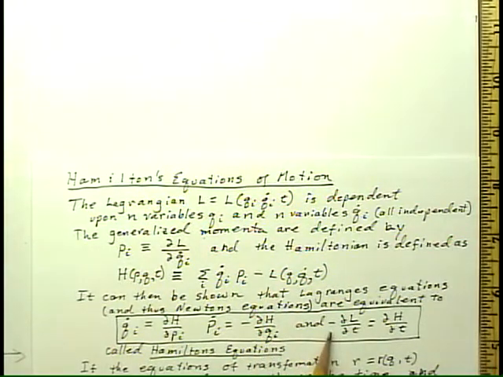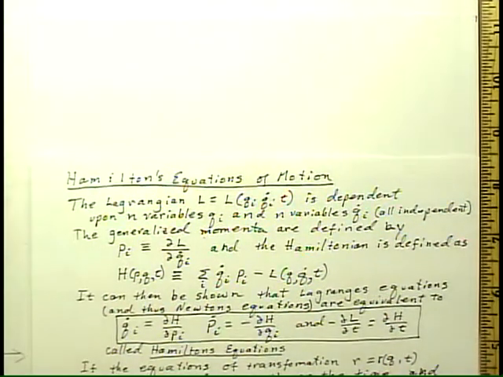We then finally find that the negative of the partial of the Lagrangian with respect to time is the positive partial of the Hamiltonian with respect to time. This set of equations is called Hamilton's equations.